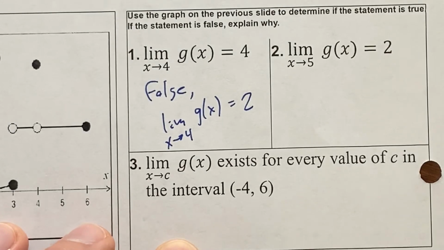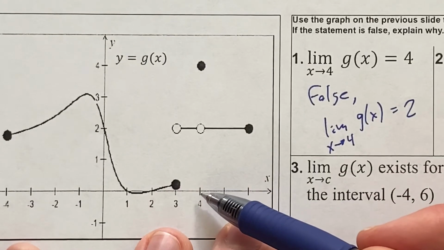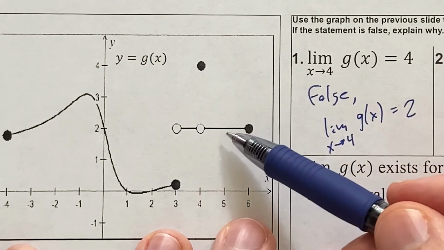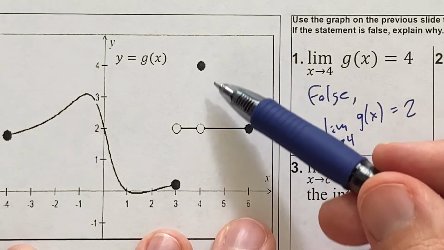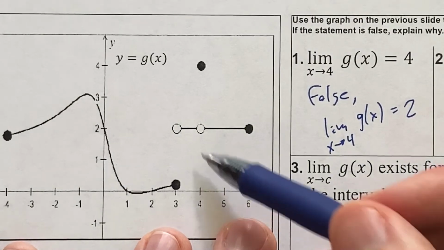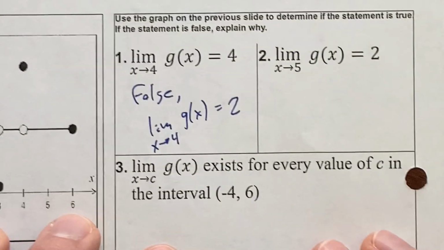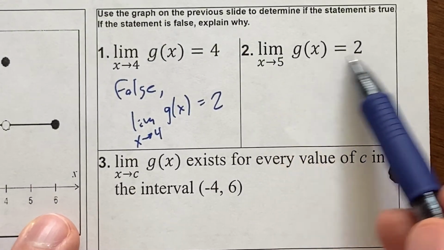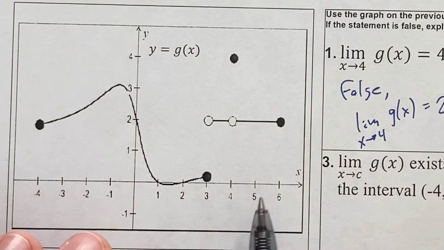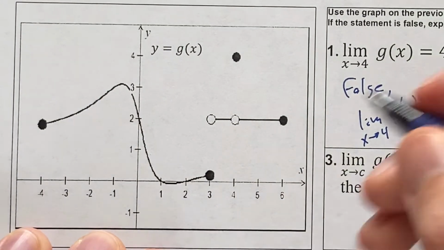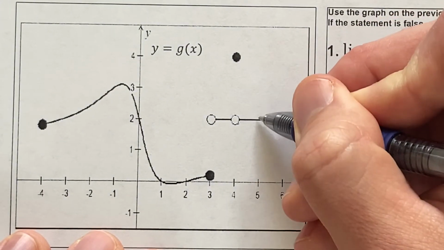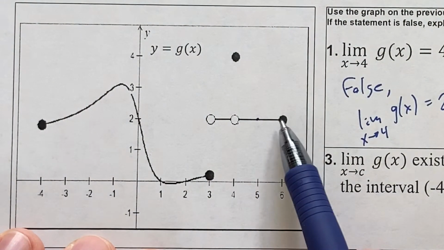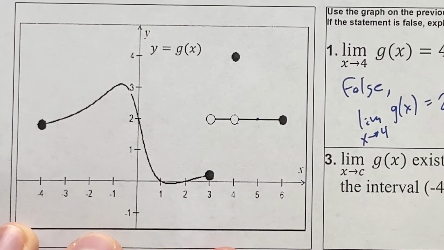Now, where people get confused is that f of 4 equals 4, but the limit would be 2. So f of 4 would be 4 up there. If you plugged 4 in, you would get 4, but the limit is going to be 2. Next one. I've got the limit as x approaches 5 equals 2. So we're imagining this x equals 5 line right here. As we're coming from the left, it looks like it's 2. As we're coming from the right, it looks like it's 2. This one's true.